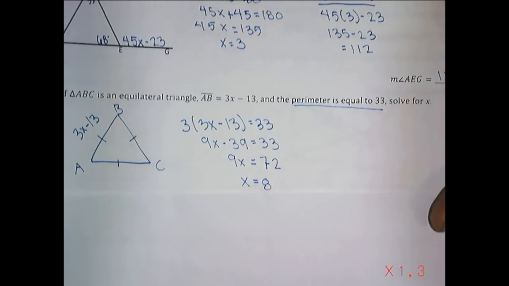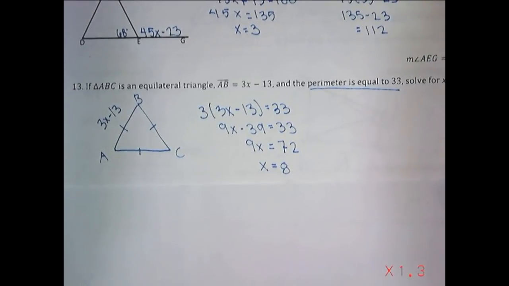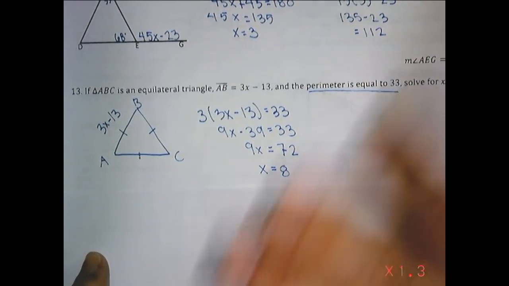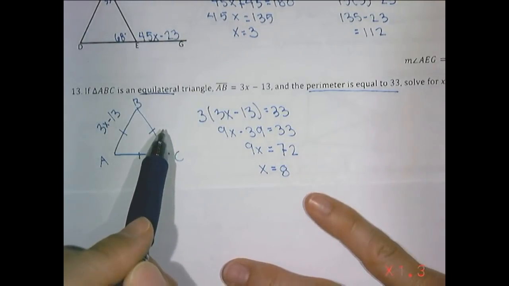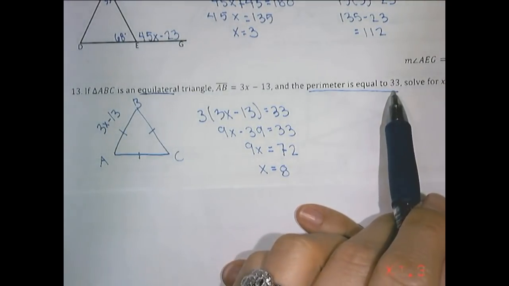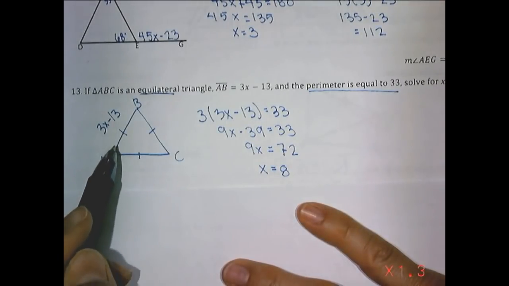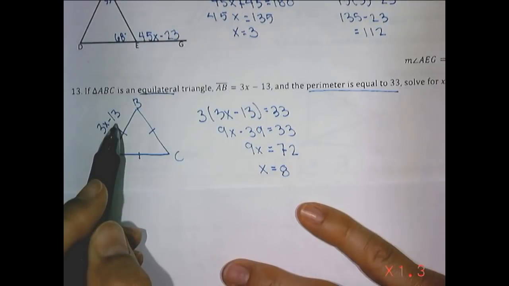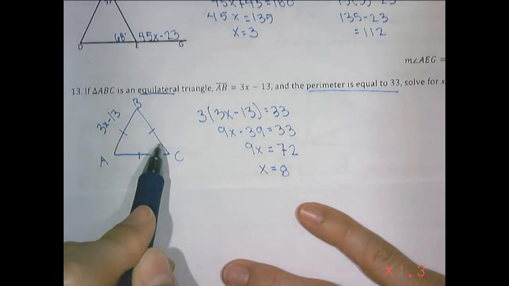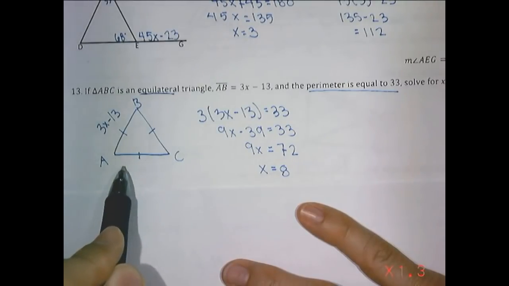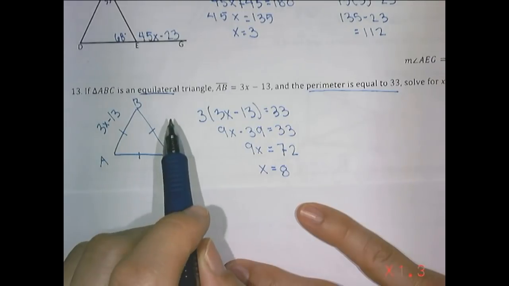Okay, so here's a tricky one. I mean, I guess maybe they're all a little tricky. The biggest hint here is that this is an equilateral triangle and that the perimeter is 33. You may have seen one of this when we played grudge ball. So this would be 3x minus 13 plus 3x minus 13 plus 3x minus 13 because it's an equilateral triangle and all the sides are congruent.